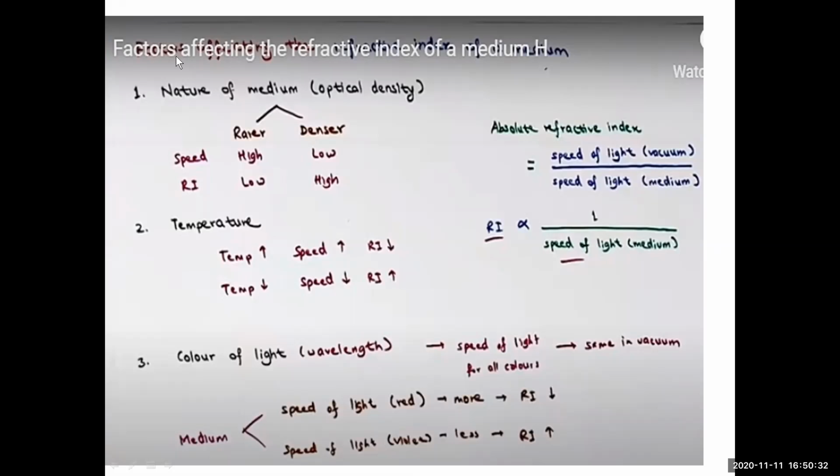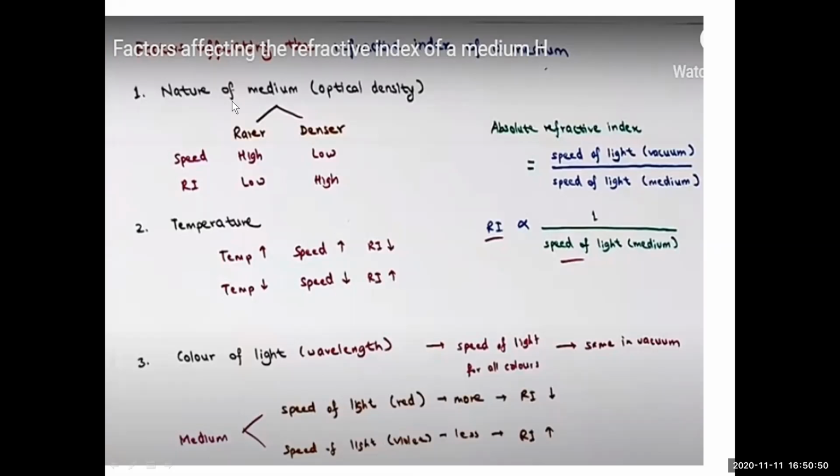Okay, students, now we'll discuss the factors affecting the refractive index. There are three factors. First, the nature of the medium, that is, the optical density. Second, the temperature. And the third point is the color of light, which is the wavelength.